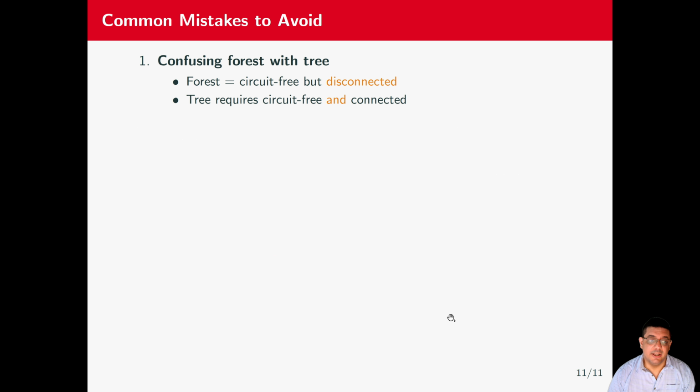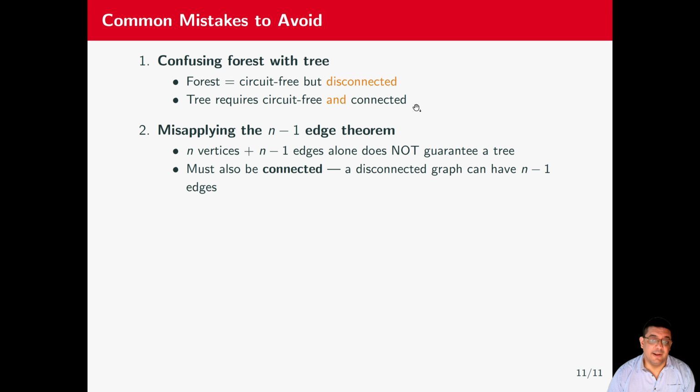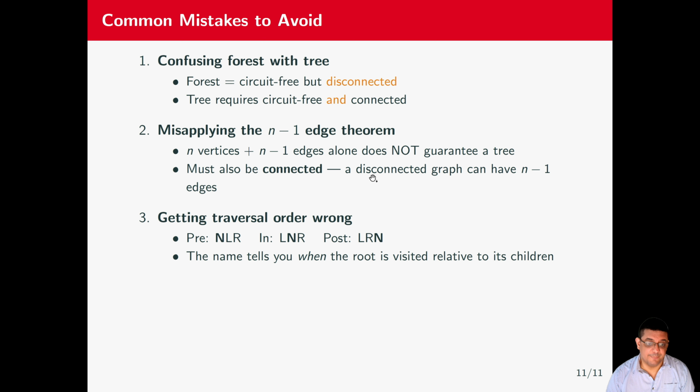categorizing things. Now, we want to be careful not to confuse forest with trees. You've got to remember that a forest is disconnected while a tree is connected. You want to be careful not to misapply the n minus 1 edge theorem. The n minus 1 is about edges, and with n vertices, that alone does not guarantee a tree. It must also be connected. A disconnected graph can have similar conditions.